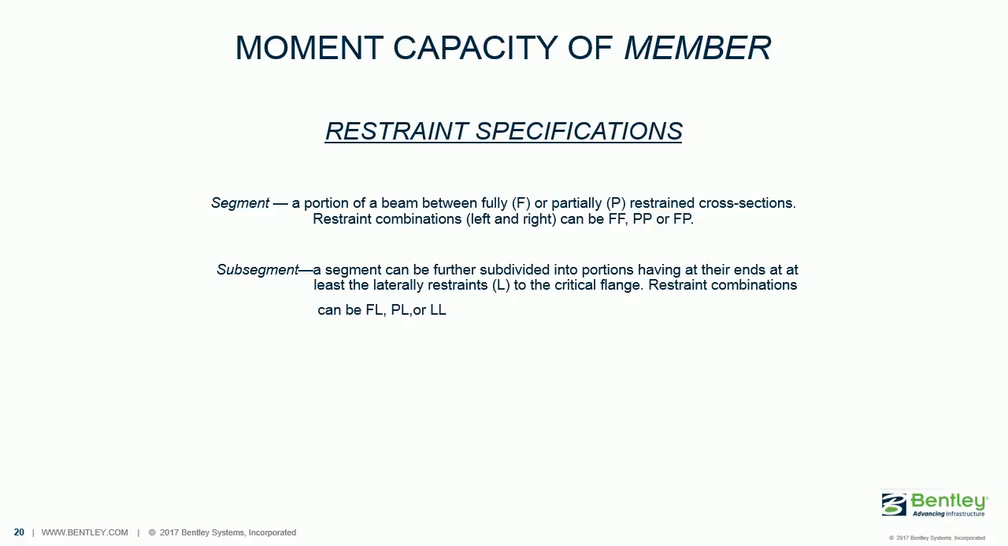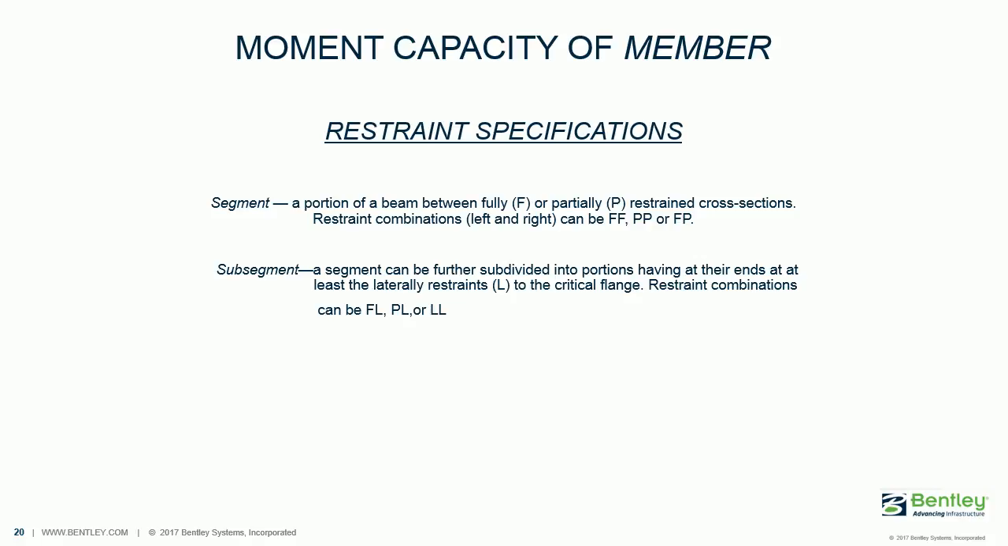You need to understand what exactly a segment and a subsegment are, and Staad also identifies these two definitions. The segment is the portion of a beam between fully restrained F or partially restrained P cross sections. The combination can be FF, PP or FP. A subsegment, on the other hand, is a portion of any segment that can be further subdivided into smaller portions having, at their ends, at least a laterally restrained location L to the critical flange.